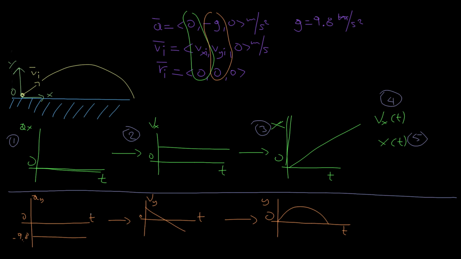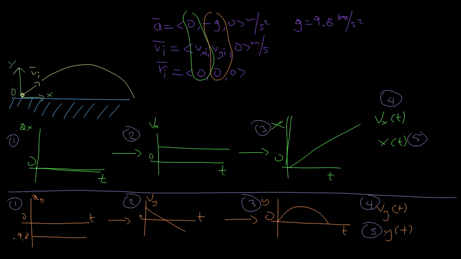Now, once we have the three graphs, we can use the acceleration versus time graph to get the velocity equation in the y direction. And from the velocity time graph, we can get the equation for y as a function of time. So in terms of the steps in the y direction, again, we do this number 1. Step number 2, we get this graph. Step number 3, we get this graph. Step number 4, we get the y velocity. And then step number 5, we get the y position as a function of time.